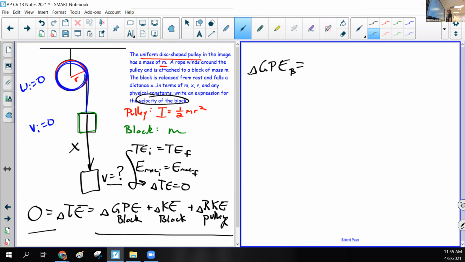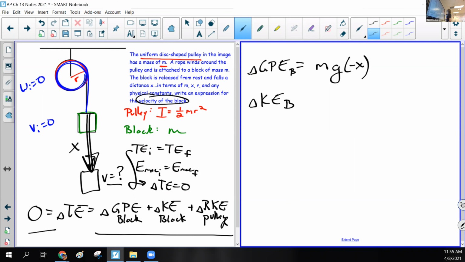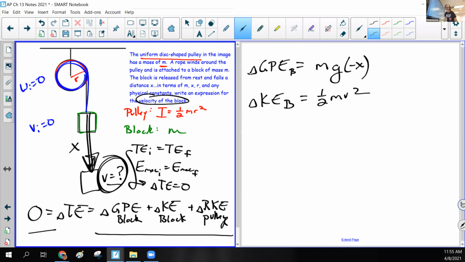All right, so change in GPE of the block. Well, it's mg times change in height, right? So the mass of the block is m, g is g. Our change in height is -x because our block is going to go down a distance of x. The change in kinetic energy for the block: since it starts at rest, that's going to be the same as the final kinetic energy, so that's just 1/2 mv squared, because we're going to achieve a velocity of v, which is what we're looking for.